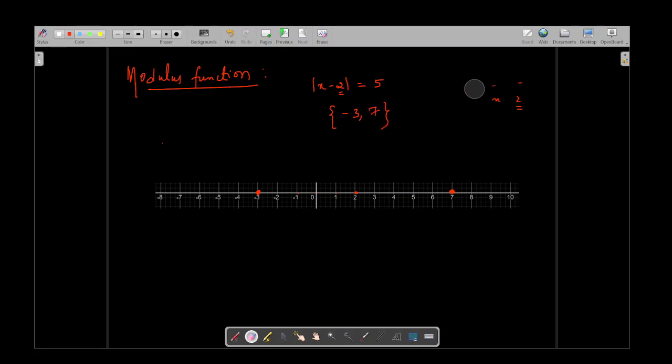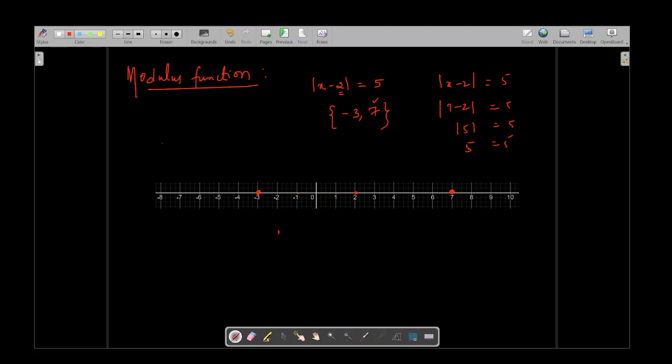How to verify this? Let us put minus 3 inside this. Modulus of x minus 2 is 5. So if I put minus 3 minus 2, which is minus 5, modulus of minus 5 is plus 5. So this is equal. Now with the other number, it's pretty straightforward to verify this. You put x is equal to 7. 7 minus 2 is modulus 5. Modulus 5 is 5. So this is equal to 5. So this satisfies the equation.